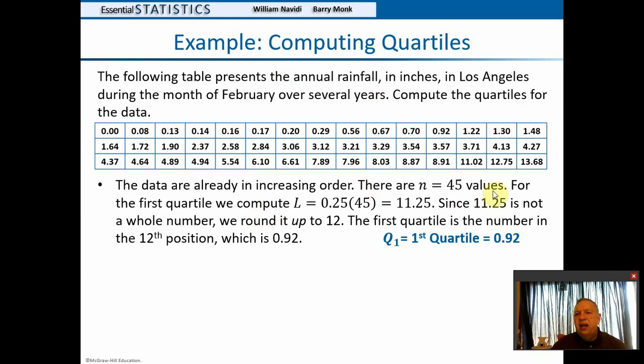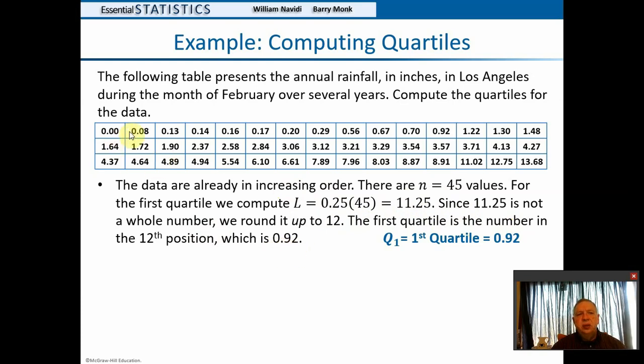There are n equal 45 values. For the first quartile, we compute the location: 0.25, so that's the quarter, the first quartile, times the 45, that gives us 11.25. Since I have a decimal number here, I'm going to round that up, according to that rule, up to 12. And the first quartile is the number in the 12th position.